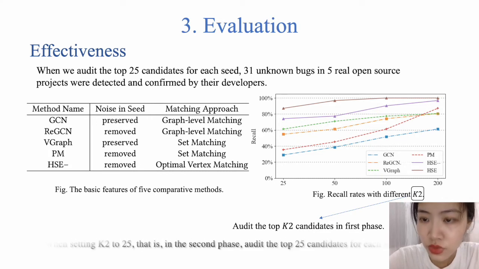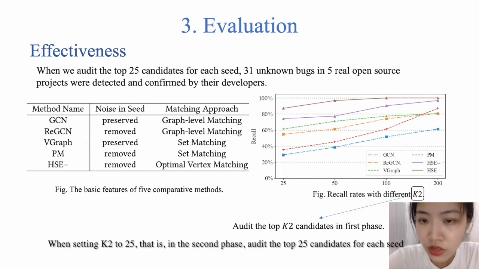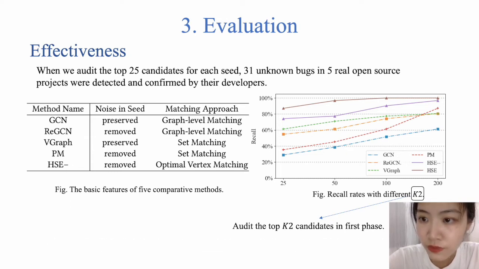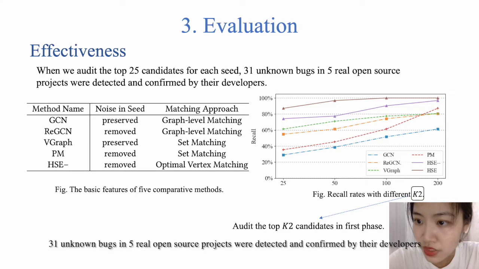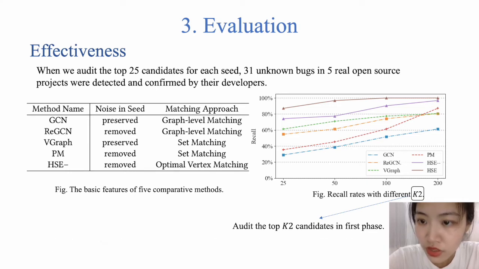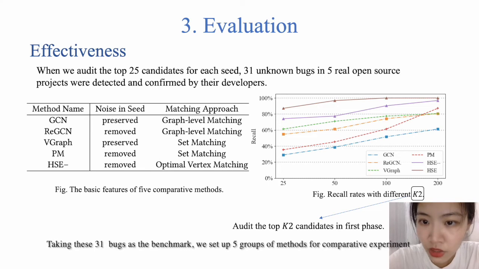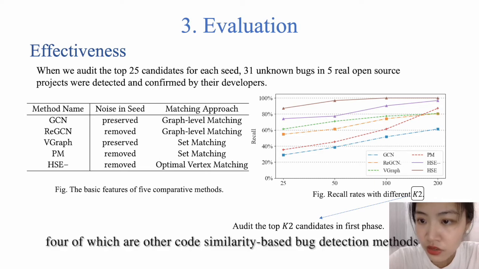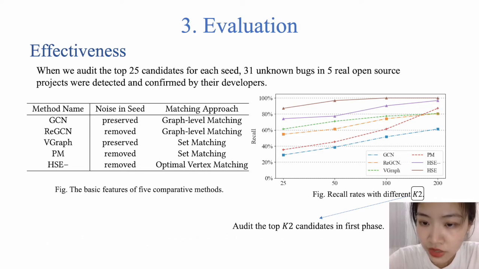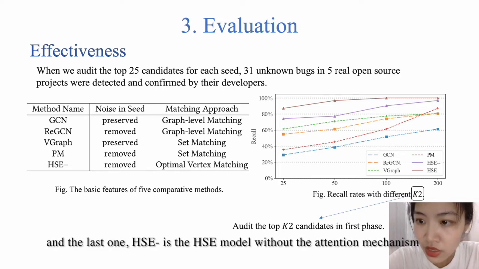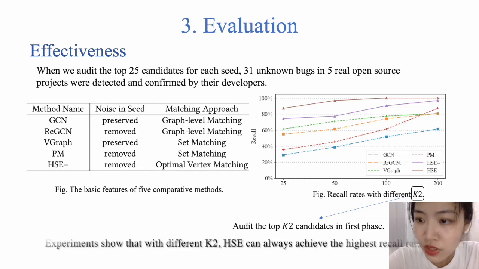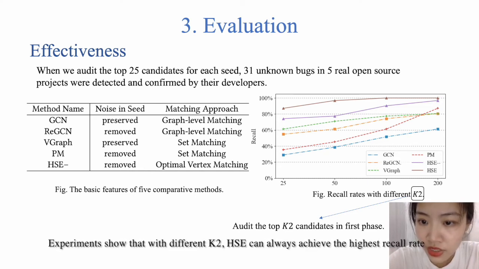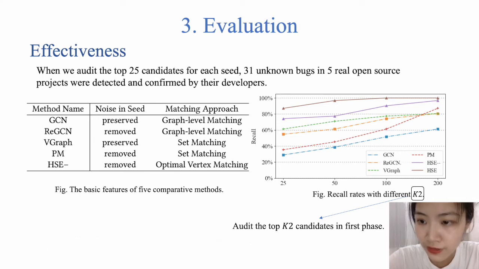When setting K2 to 25, that is, in the second phase, audit the top 25 candidates for each seed. 31 unknown bugs in 5 real open-source projects were detected and confirmed by the developers. Taking these 31 bugs as the benchmark, we set up 5 groups of methods for comparative experiment, 4 of which are other code similarity-based bug detection methods, and the last one, HSE-, is the HSE model without the attention mechanism. Experiments show that with different K2, HSE can always achieve the highest recall rate.